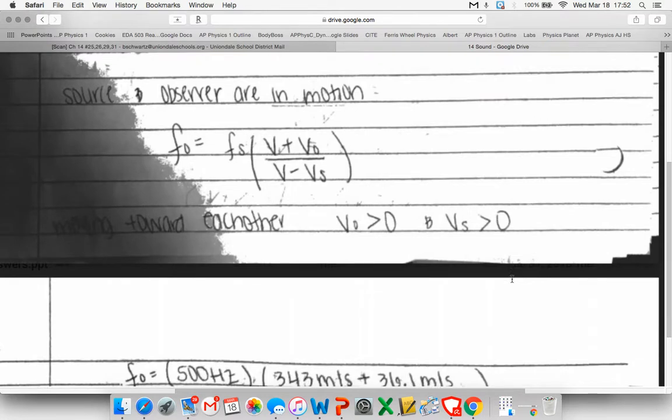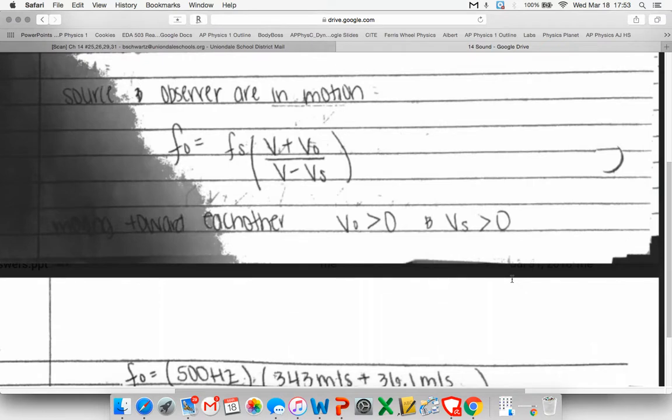So both the source and the observer are in motion, which means that we can use the general formula if you choose. You do not have to. Some of you are going to choose to do it using the general formula again. Some of you will choose to memorize the specific cases. Whichever way you do it, totally fine.